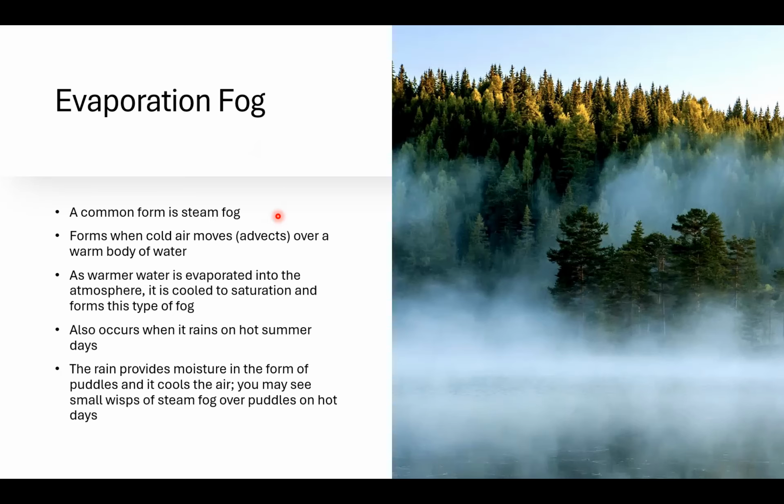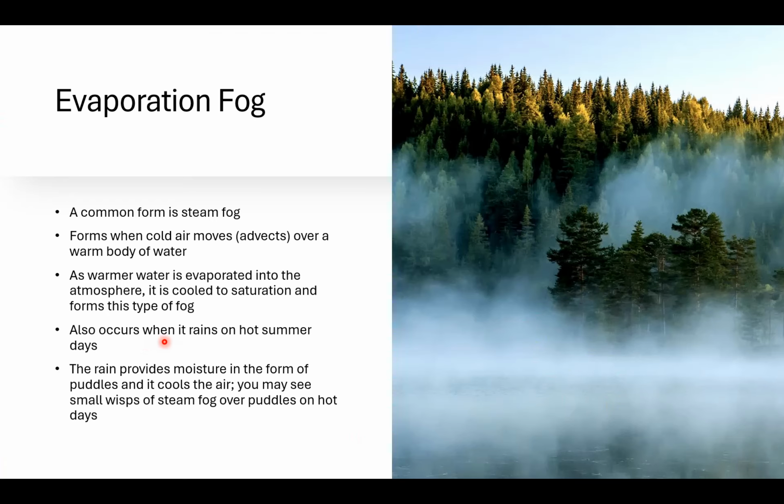Evaporation fog. A common form of evaporation fog is called steam fog. I've seen this before over warm ocean currents. It forms when colder air moves, or advects, over a warm body of water. So this water, the initial picture I showed you, the lake, with this steam fog or evaporation fog above it, is going to be caused by a warmer body of water and colder air above it. And as that warmer water is evaporated into the atmosphere, it is cooled to saturation and forms this type of fog. It also occurs when it rains on hot summer days.